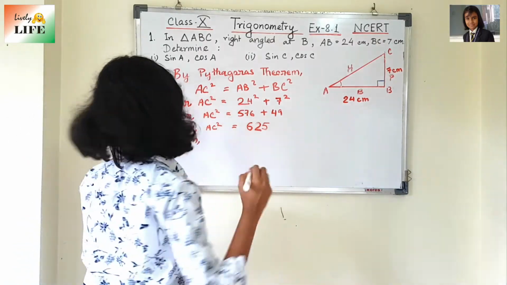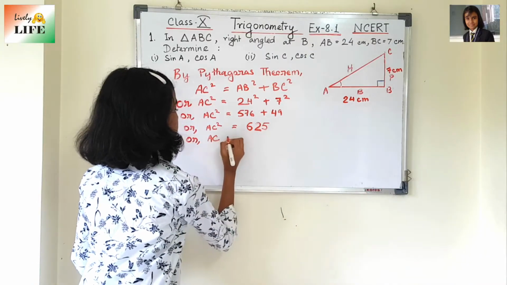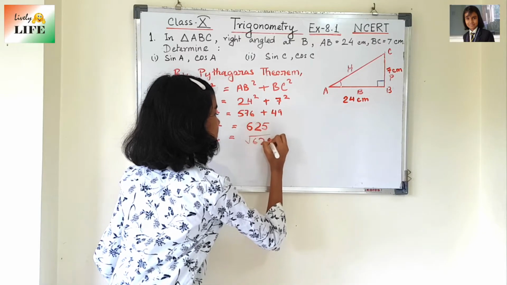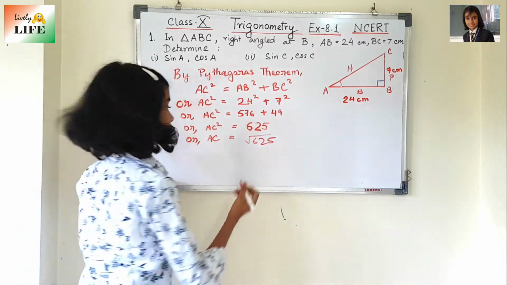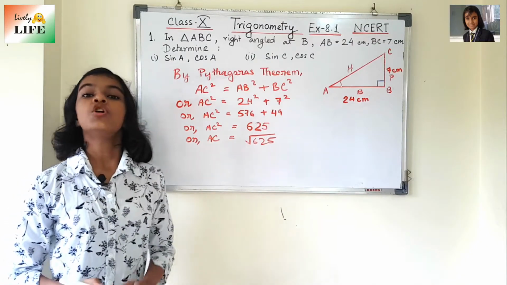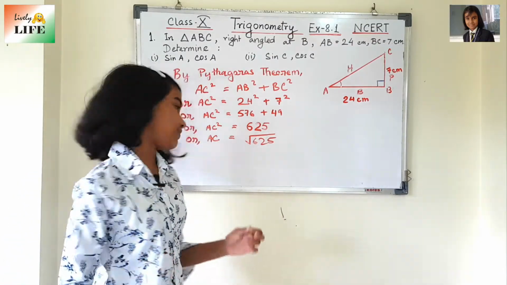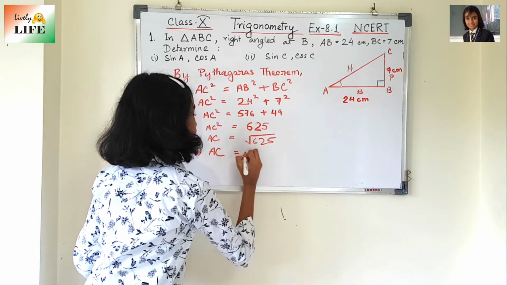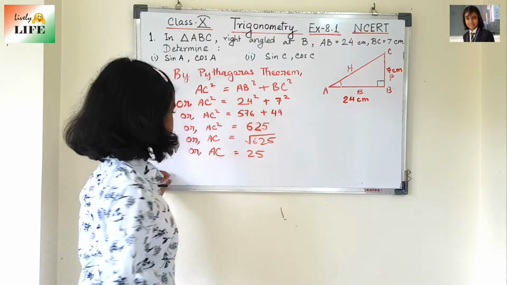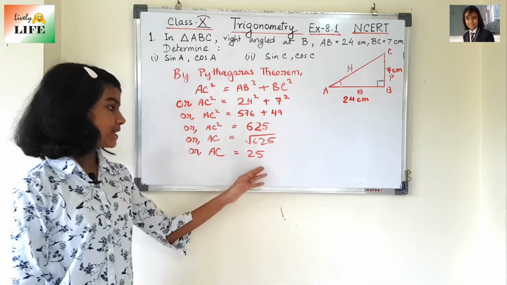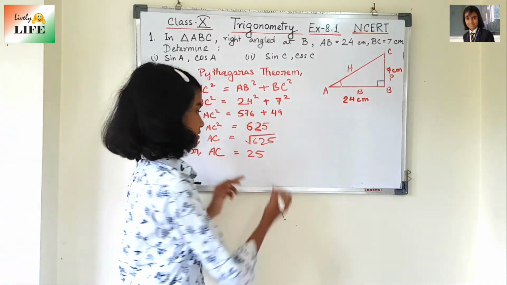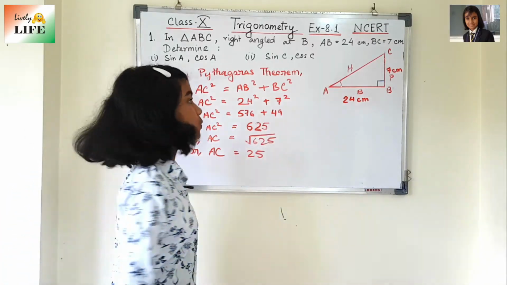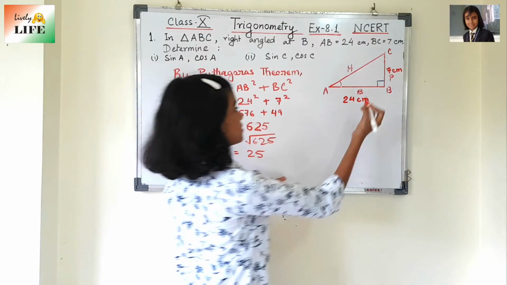Or AC is equal to root 625. What is root 625? Root 625 is 25. Or AC is equal to 25 centimeter. So we have found out the hypotenuse. It is 25 centimeter. Let's write it down.